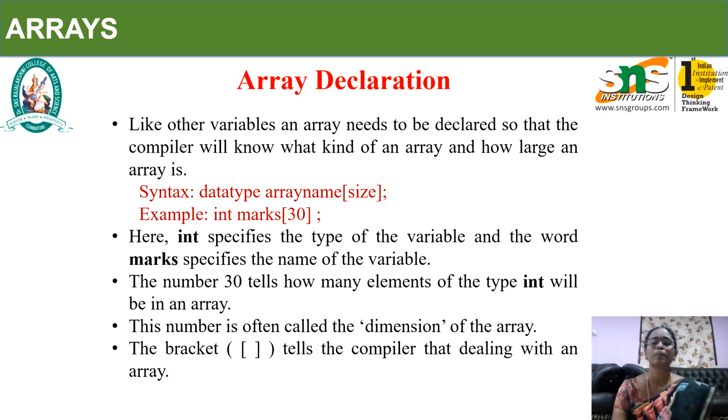For example, int marks[30]. The int is the data type of the array, the name of the array is marks, and the size of the array is 30. The marks array can hold 30 individual values, from position 0 to the 29th position. Likewise, all the basic data types can be declared with arrays.